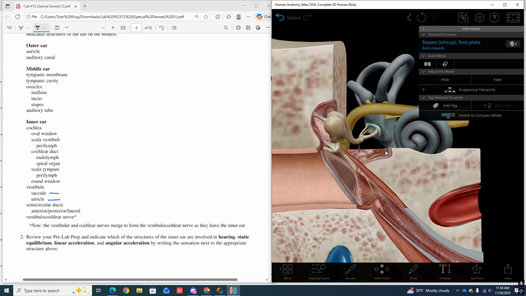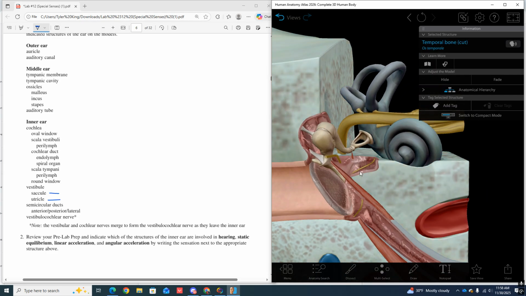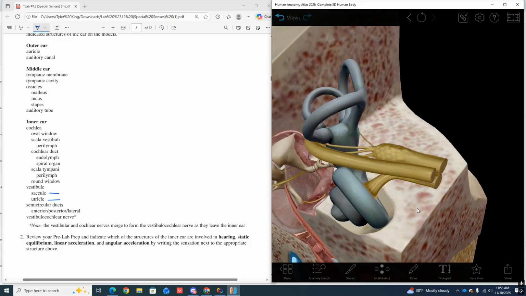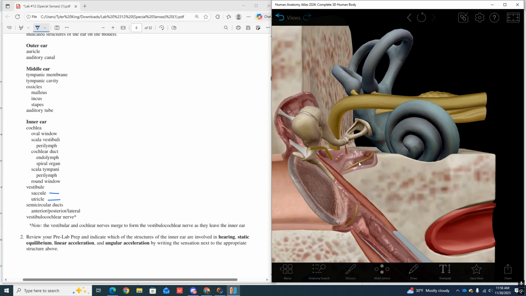I don't know if we can see that guy too well on here, unfortunately. See, no, that's the internal carotid. Yeah, I don't see the oval window on here, unfortunately. I'd probably have to do a deep dive, but I don't want to do a massive deep dive for that right now. Okay. All right.